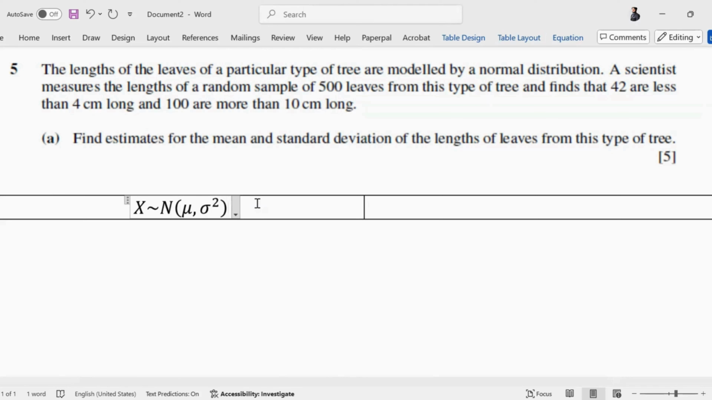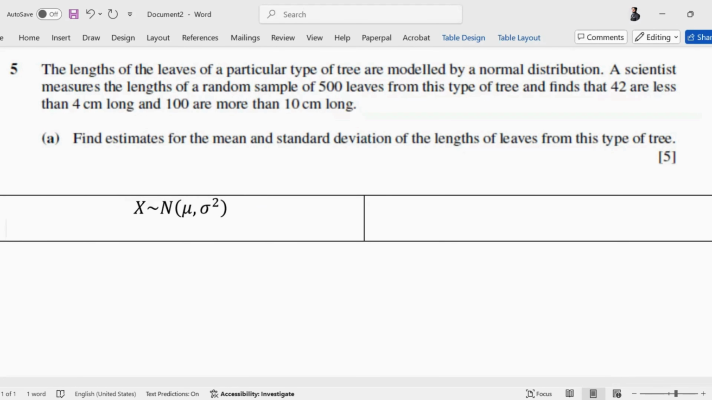A scientist measures the length of a random sample of 500 leaves from this type of tree and finds that 42 are less than 4 centimeter long. So the scientist is telling me X. What was X? What is X? Very good. It is the length of leaves.